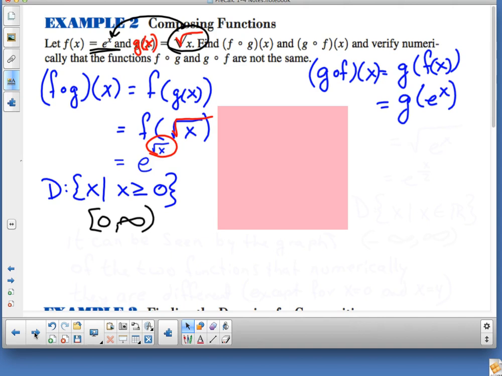You guys do the other composition, the g of f of x function, where you take your g function and you place the function f of x in for x wherever you see it in the g of x function. So wherever I see that, I just have it. It's quite simple and straightforward, so it's on the inside of my square root.